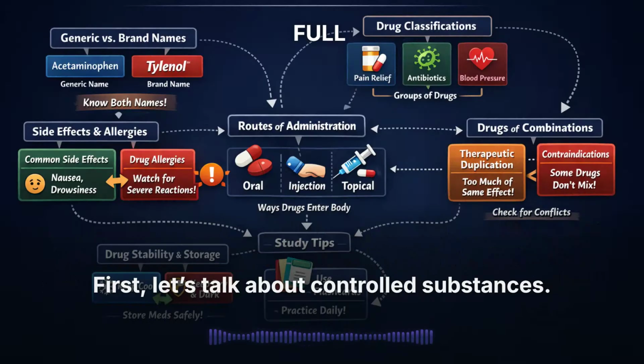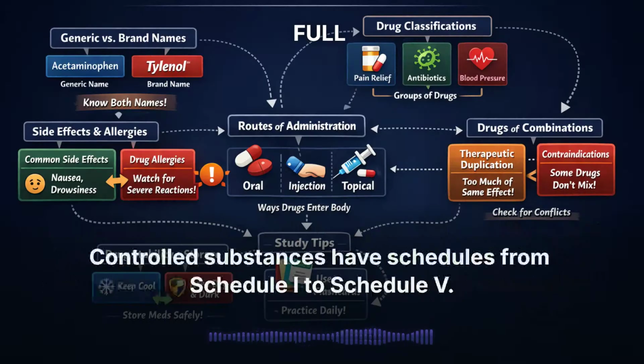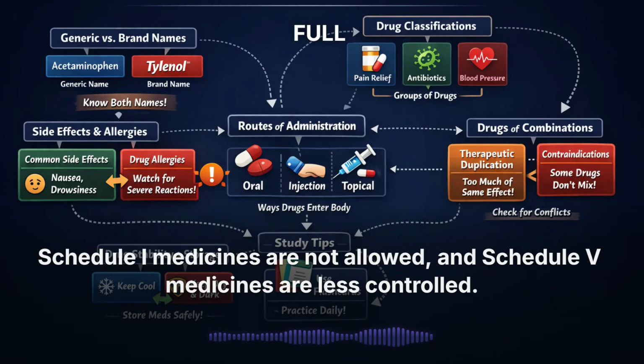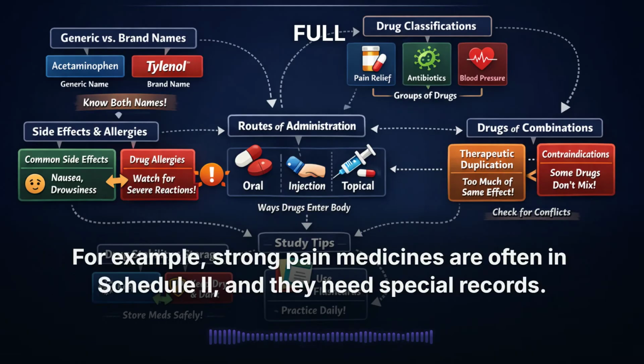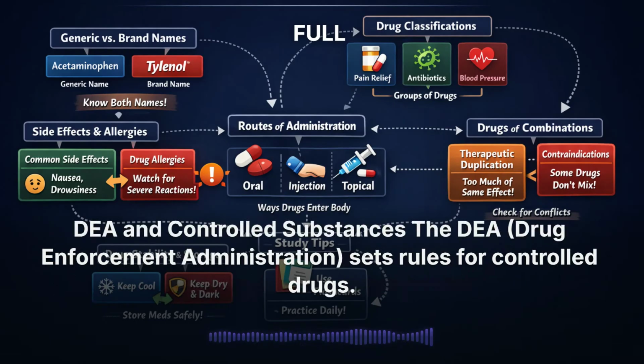First, let's talk about controlled substances. Controlled substances have schedules from Schedule 1 to Schedule 5. Schedule 1 medicines are not allowed, and Schedule 5 medicines are less controlled. The lower the schedule number, the stricter the rules for storing and dispensing them. For example, strong pain medicines are often in Schedule 2, and they need special records. The DEA, Drug Enforcement Administration, sets rules for controlled drugs.